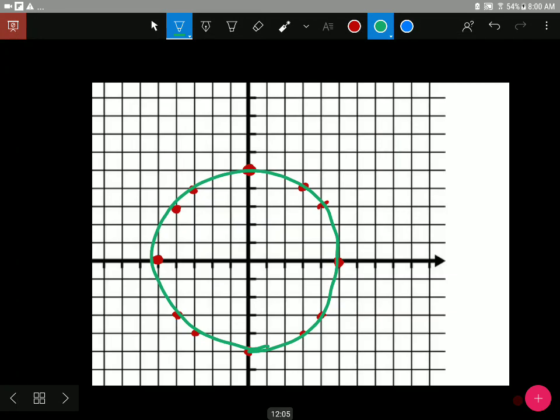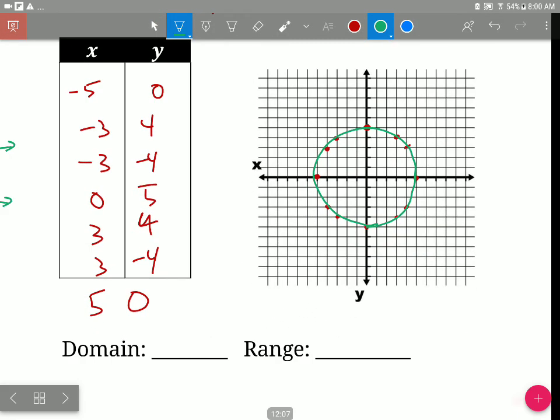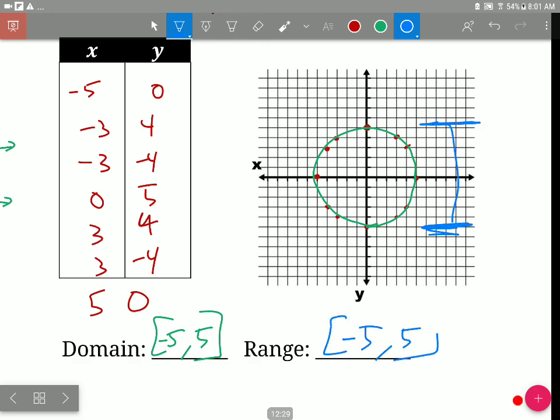Cool. And the domain, well, it only goes from negative 5 over here on the left to 5 over there on the right, so that's negative 5 to 5. And the range is the same idea. It only goes from negative 5 down here to positive 5 up here, so again, negative 5 to 5. Done.